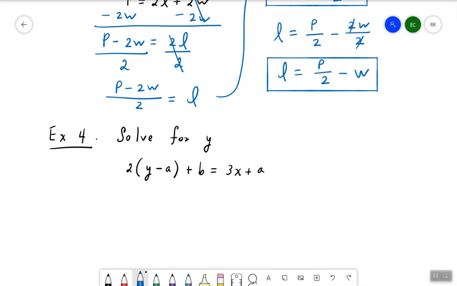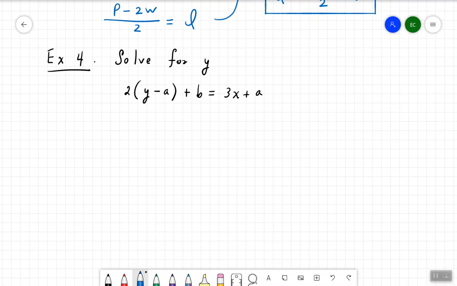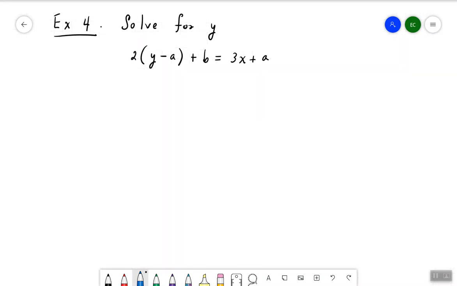Okay, let's do one more similar to that. This time let's solve for y in this equation that we're given. And actually, I would like to change the problem just slightly. I had a little mistake there. I'd like to have 3y there on the right hand side. Okay, so if we're going to solve for y, then we should distribute the 2 and multiply that 2 by y, and then multiply that 2 by a, and then just bring down the rest of the equation.